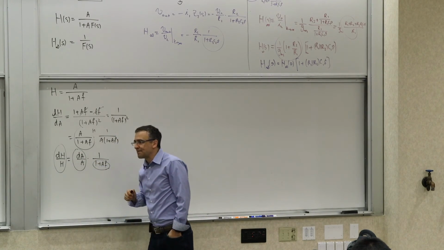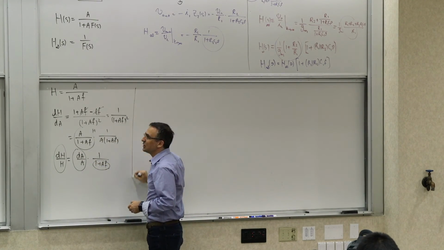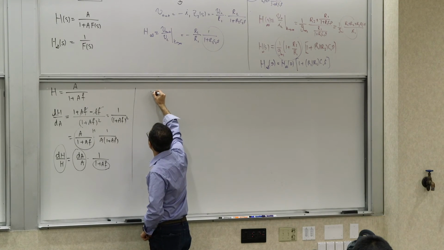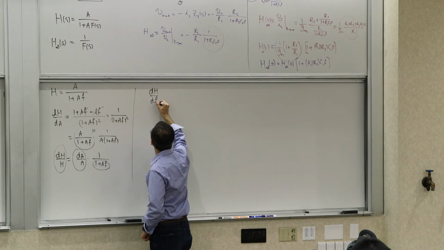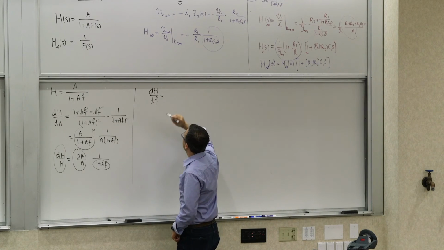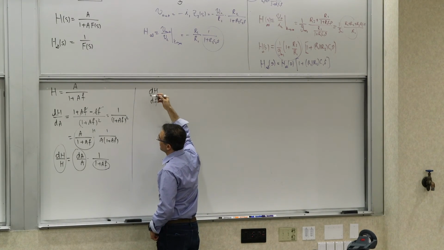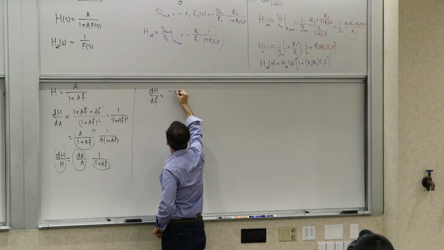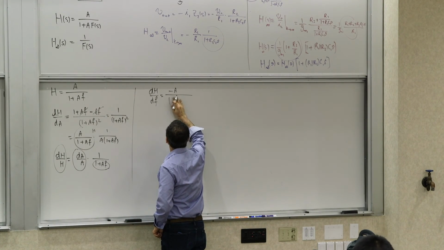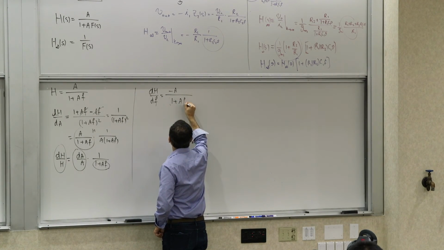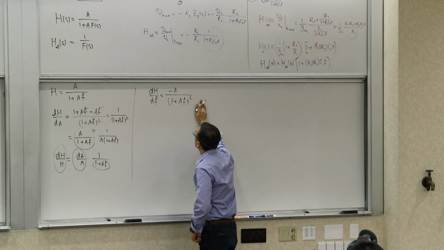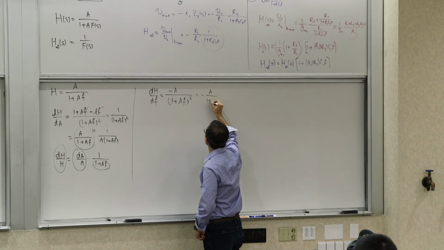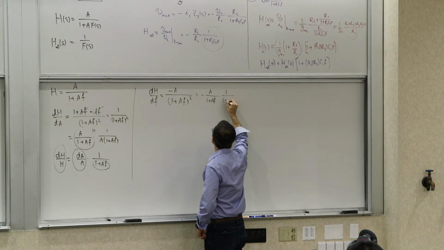Now, how about its sensitivity to the F, to the feedback itself? We can do a similar analysis. Now we can do dH/dF. The derivative of the numerator is 0, so we get only the negative of the derivative of the denominator, which is negative A squared divided by 1 plus AF squared. And if you look at this, you will recognize H right there. You get negative A over 1 plus AF times 1 over 1 plus AF.